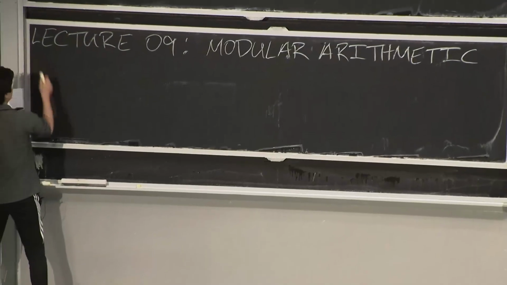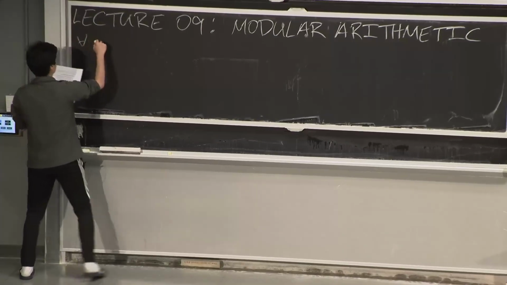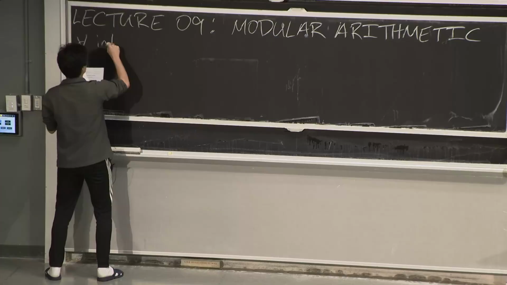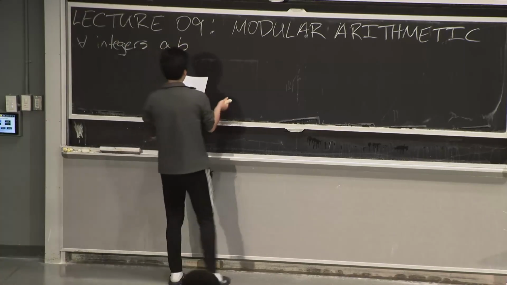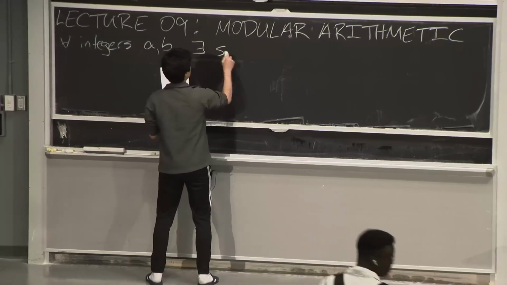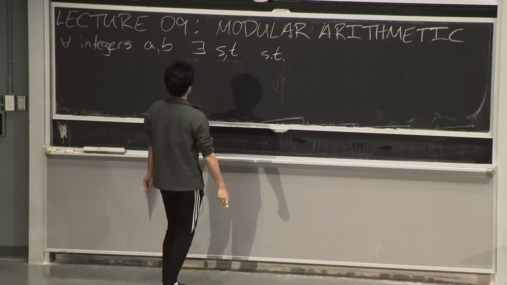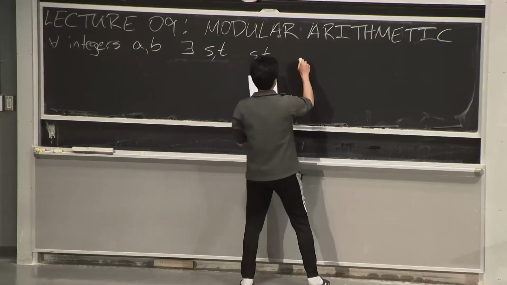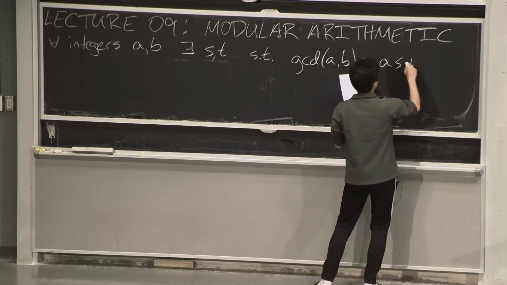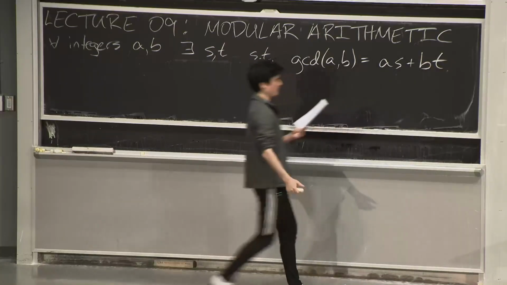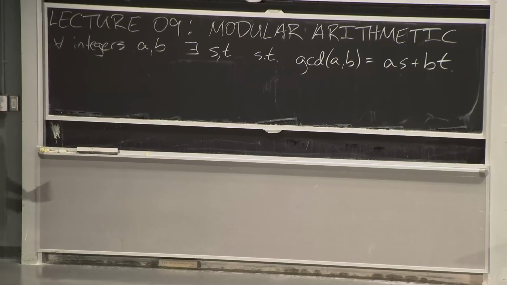So we saw Bezout's identity and the pulverizer. So I'll just write that up here. For all integers a and b, there exist s and t such that GCD of a, b equals sa plus tb. Okay, and moreover, we can compute these efficiently using the pulverizer, the extended Euclidean algorithm.